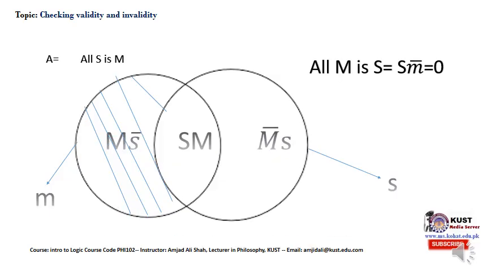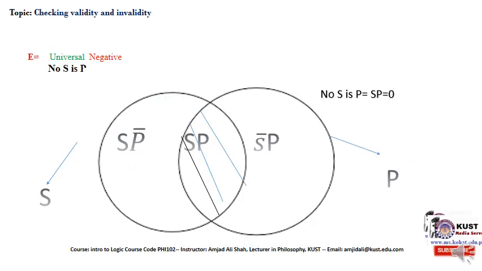Next, suppose we say All M is S. Here is M, here is S. Again, we will have to shade this area, that is, MS bar is equal to 0. Now we have the E proposition, No S is P. If you remember, we already know the diagrammatic representation of the E proposition. We shaded this area, this class of SP. So in No S is P, SP is equal to 0.